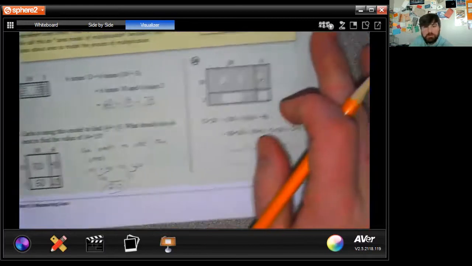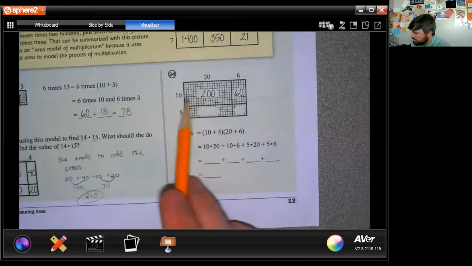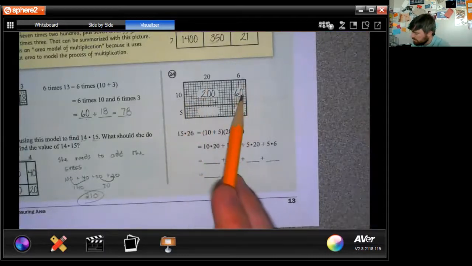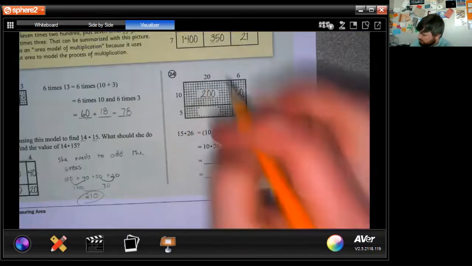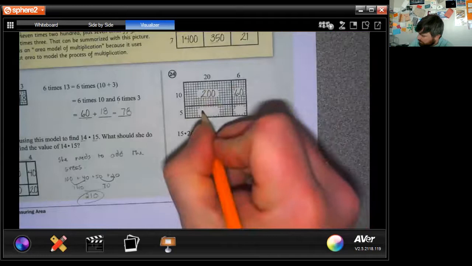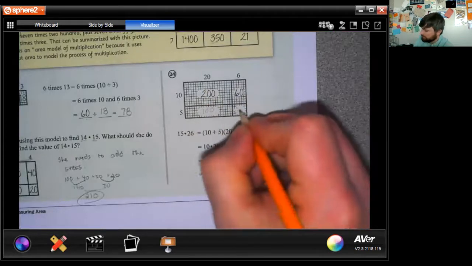All right, 24 is our last one here. So they did another area model. They got 10 times 20 is 200. 10 times 6 is 60. 5 times 20 is 100. And 5 times 6 is 30.